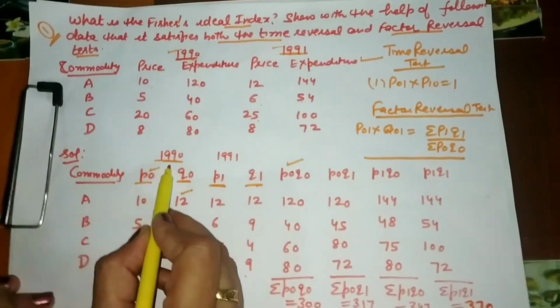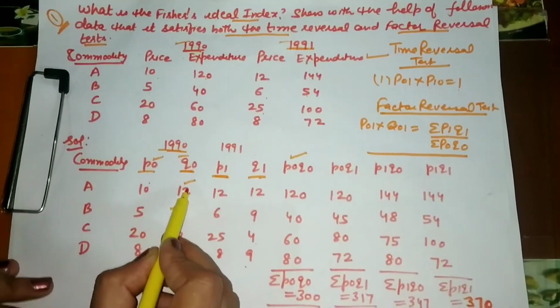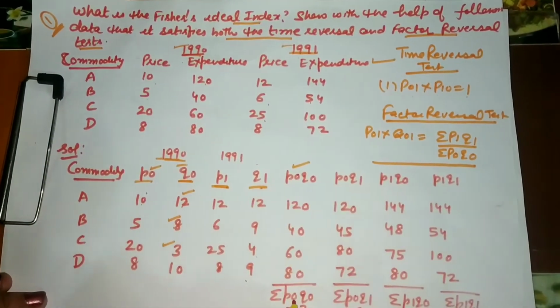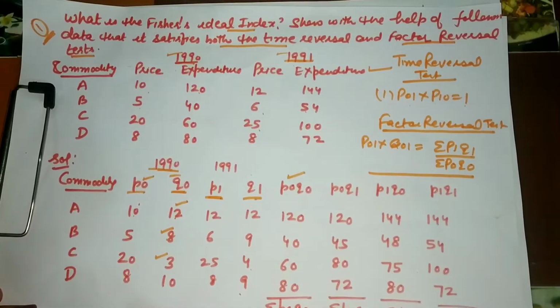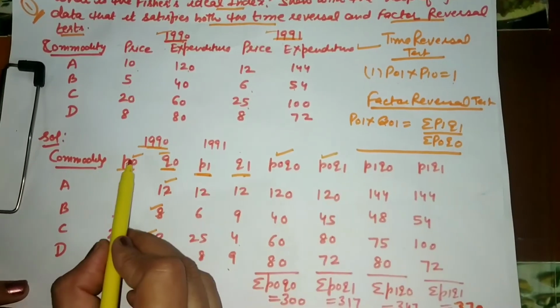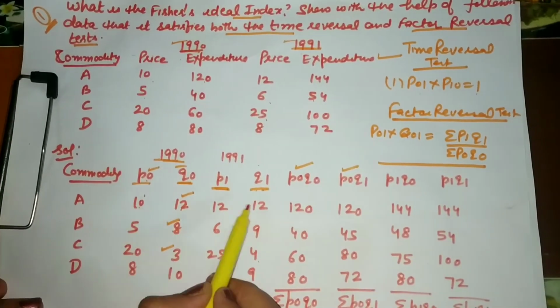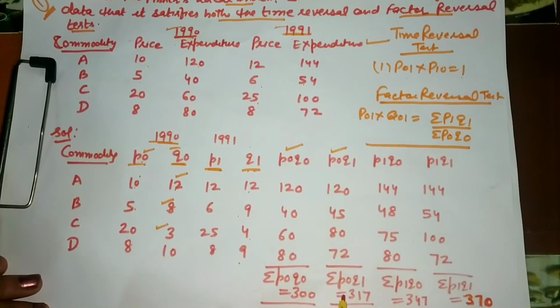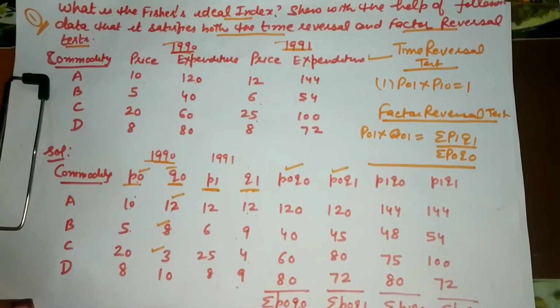Now I have formulated the columns P0, Q0. P0 Q0 means I have to multiply the items of P0 and Q0. 10 into 12, 120. 5 into 8, 40. And similarly, I am getting sigma P0 Q0 is 300. Now I will multiply P0 Q1. 10 into 12, 5 into 9. That means I am getting this one. So sigma P0 Q1 is 317.